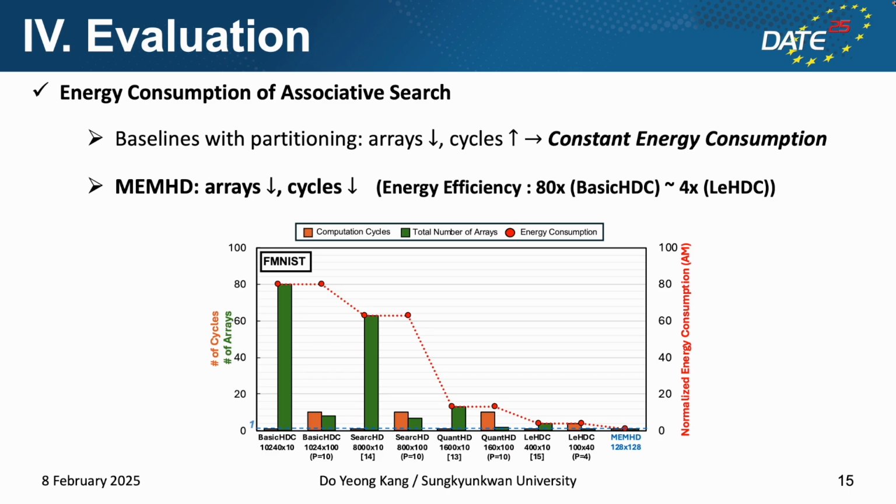We also evaluated normalized energy consumption on the Fashion MNIST dataset by comparing our 128 by 128 structure with baseline models with comparable accuracies. Although partitioning reduced the number of arrays, it increased computation cycles proportionally, keeping energy consumption constant. In contrast, our method reduced both the array usage and the computation cycles, resulting in significantly lower energy consumption.